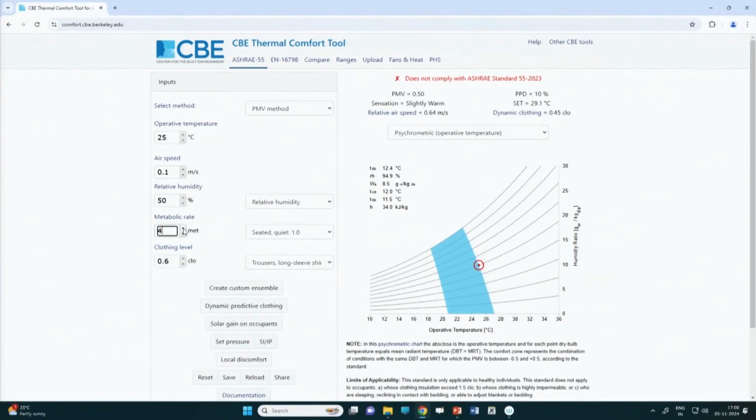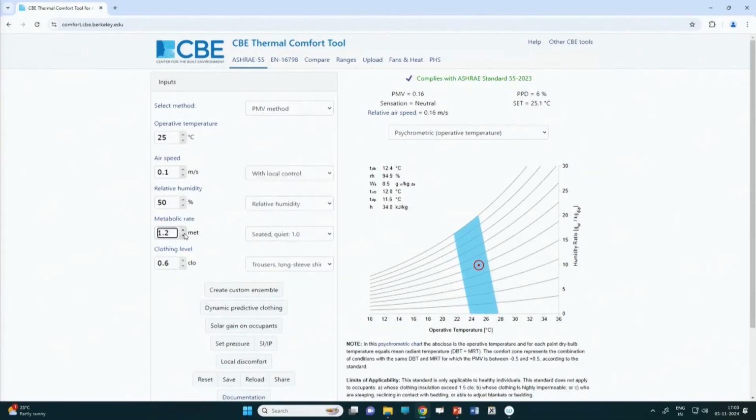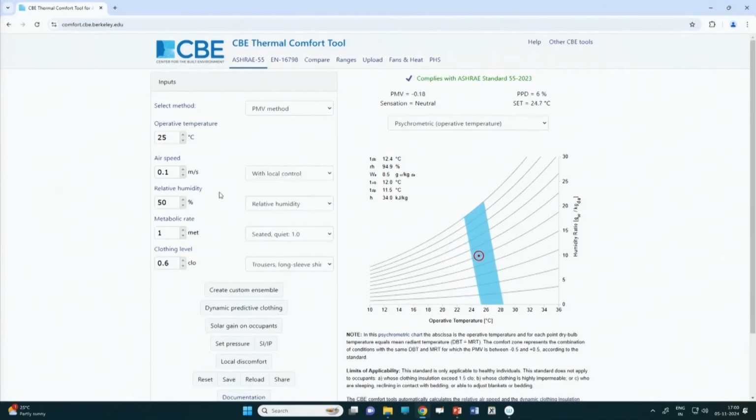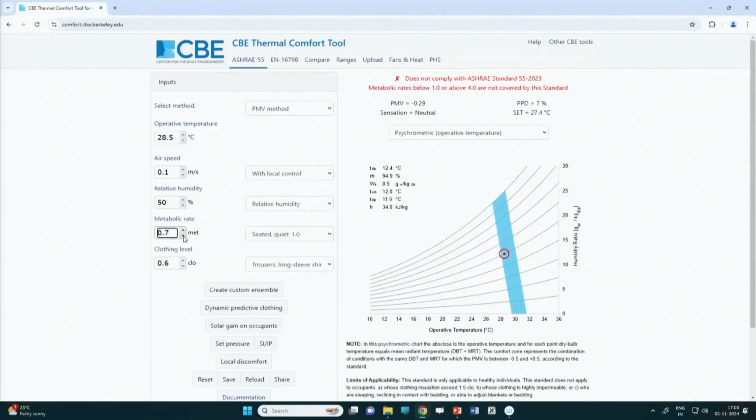If I go a little bit more, I may be slightly warm or very warm. So, let us go back to scenario 1, and now suppose the operative temperature is high. If it is high, then I have to reduce the MET, then it is fine, then it is neutral.